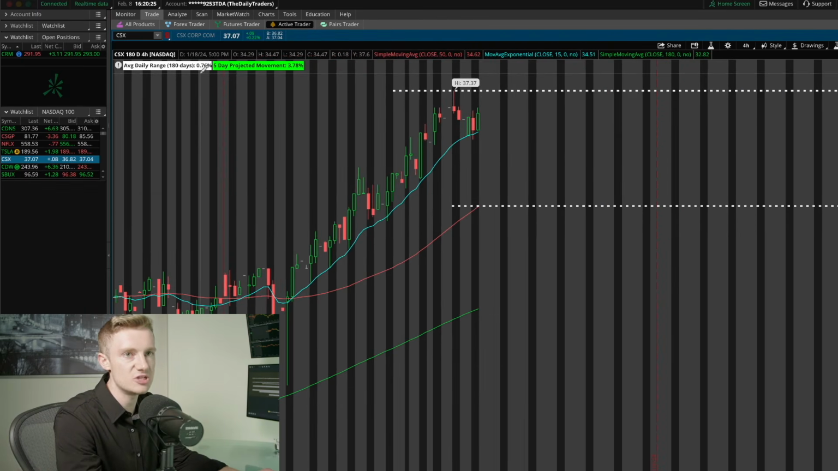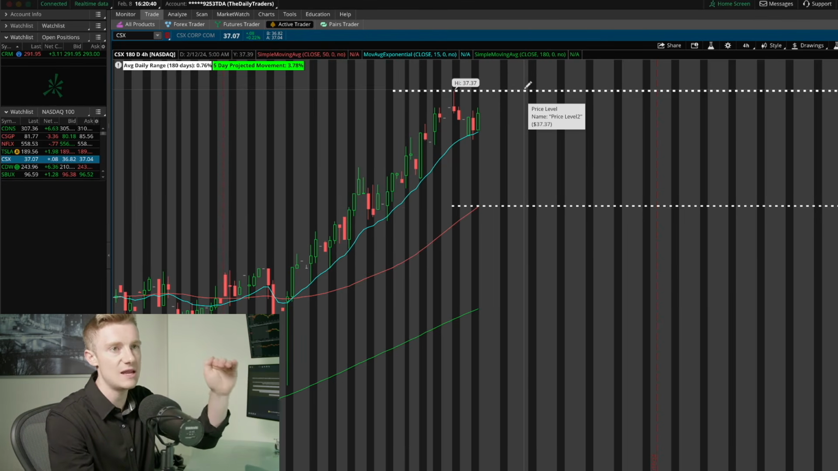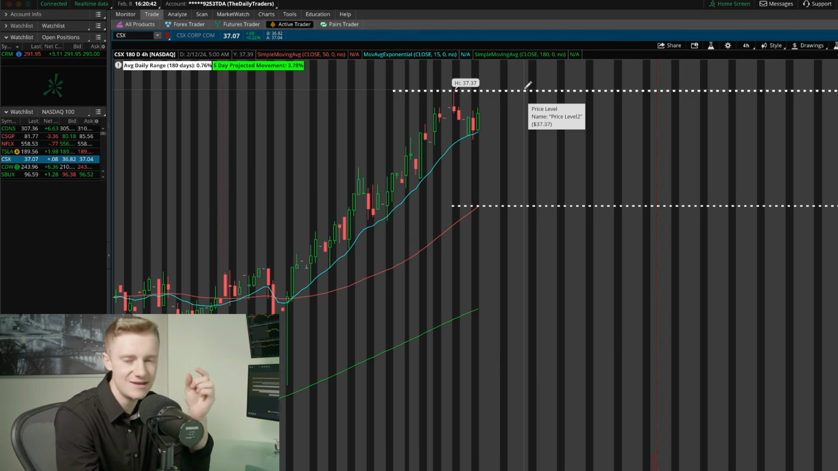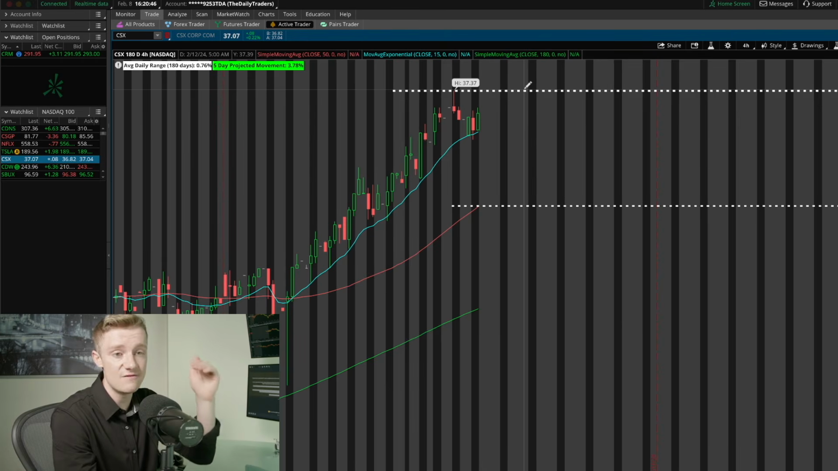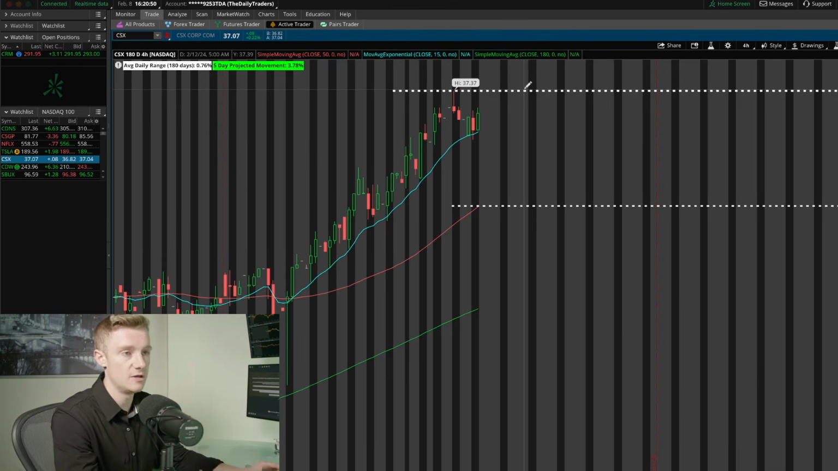Now we can look at the average daily range on CSX over the last 180 days is 0.76%. Now the 5-day projected move is 3.7%. That means that our take profit and our stop loss have to be within 3.78%. Okay, I guess it can be a little over, right? But if it's like 5, 7, whatever, 10%, that's our stop loss.